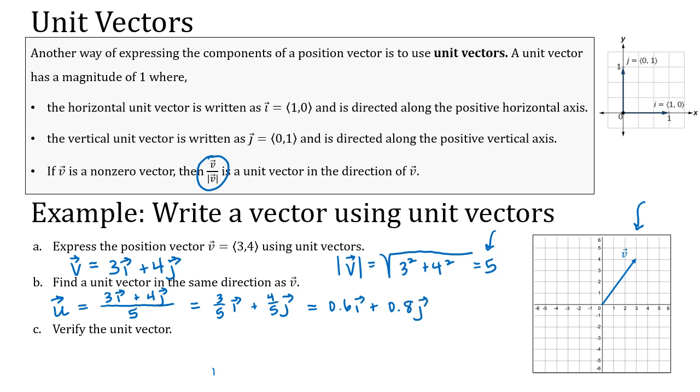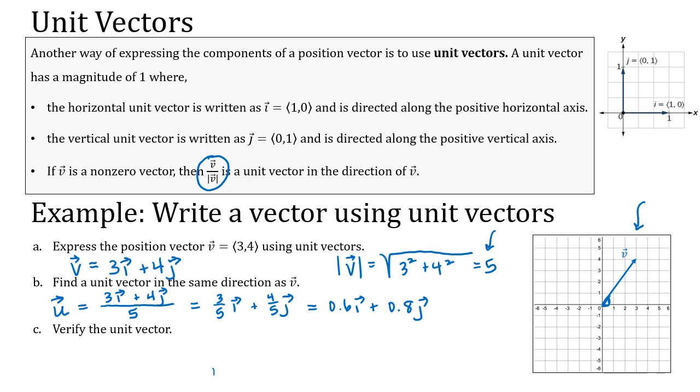Now, here's what that means. That means that if I start at the origin and I go to the right 0.6, so not even 1 whole unit, and then I go up 0.8, so again, not even 1 unit, the length of this vector that is created by that horizontal and vertical movement will have a length of 1.